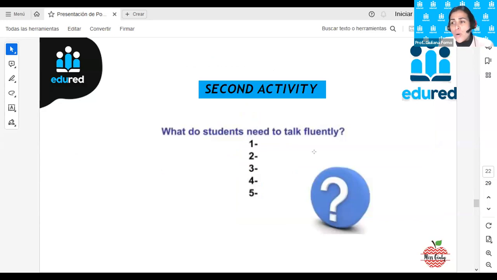The second activity that we're going to do today, in the chat, you are going to write to me, what do students need to talk fluently? Give me in the chat 5 reasons that you think students need to talk fluently. Come on, I read you.